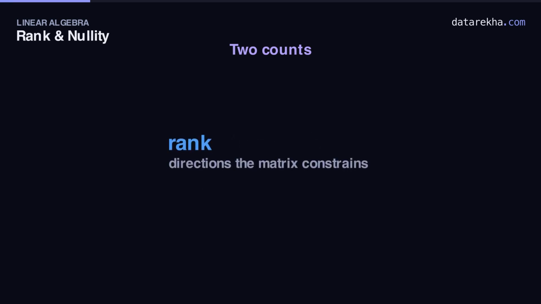Here's the intuition in one breath. The rank counts how many directions the matrix genuinely pins down, the independent constraints. The nullity counts the leftover directions it can't see, the free ones. Constrained plus free. Now let's make each precise.